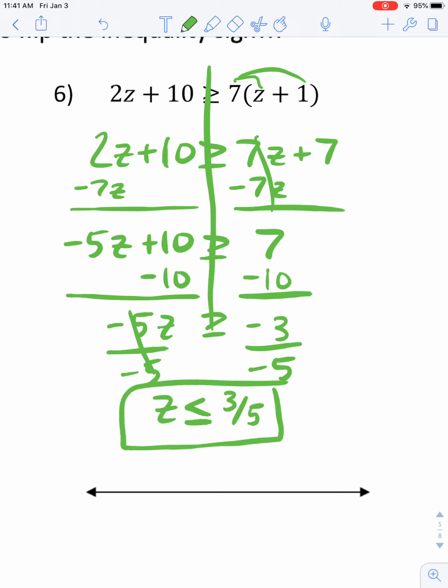And there we go. Now you might be freaking out, oh, I got decimals or fractions here. Well, that's not hard to graph. Just put a 3/5 here. 3/5. And then we're going to have a closed dot because it's a or equal to, and we're going to shade to the left. And there we go.